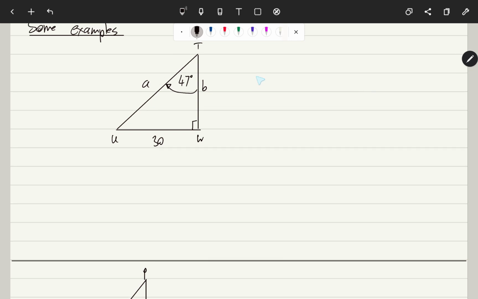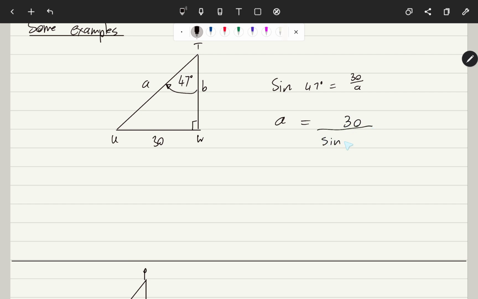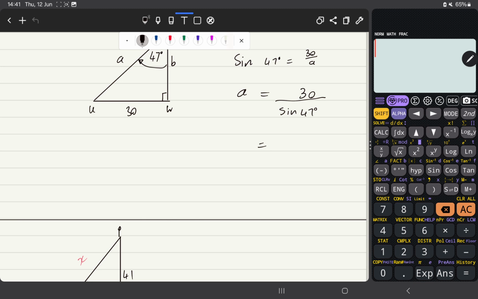So if I start with A, it's the hypotenuse, so we're going to use sine. We did talk about that. So sine 47 degrees is equal to opposite over hypotenuse, right? Let me just say A. Using simple math, we end up with something like this. Then I put this in a calculator. Let me quickly get the calculator. So I have my calculator with me. 30 over sine 47 degrees.